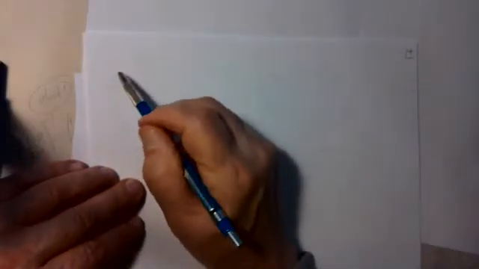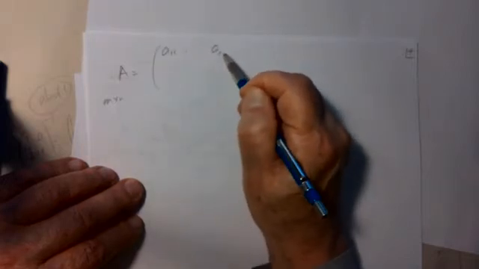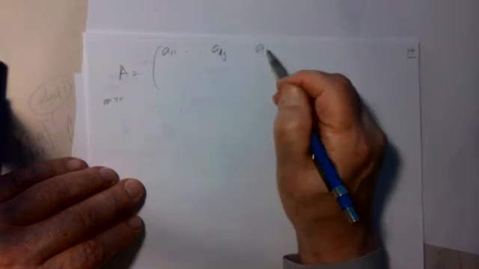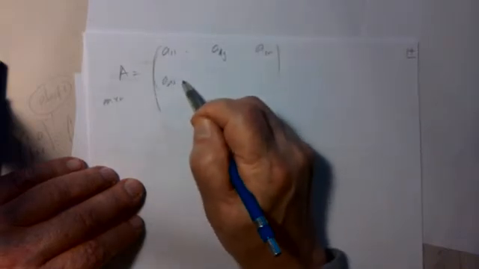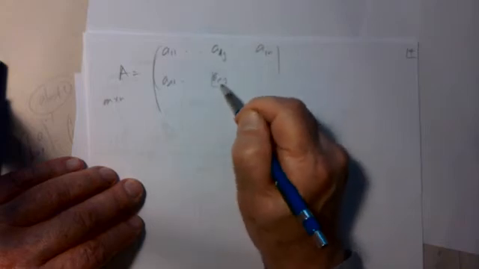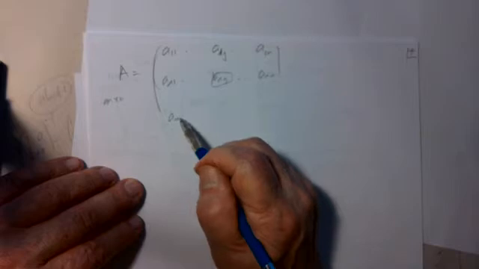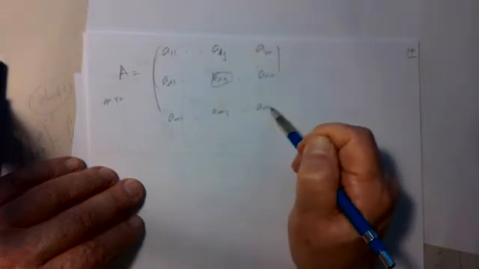So let me just summarize that again. If you have A is an m by n matrix, that's the first row. The ith row would be a_i1, this is a_ij, up to a_in, down to the last row, a_m1, a_mj, up to a_mn.